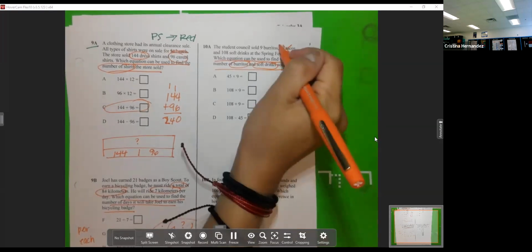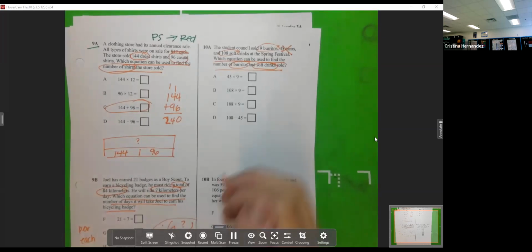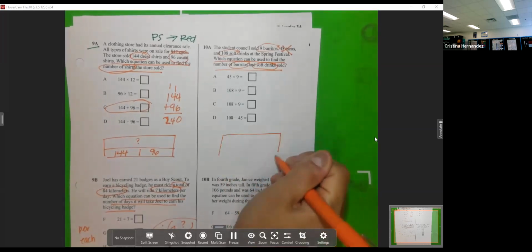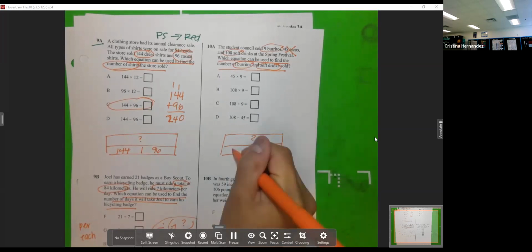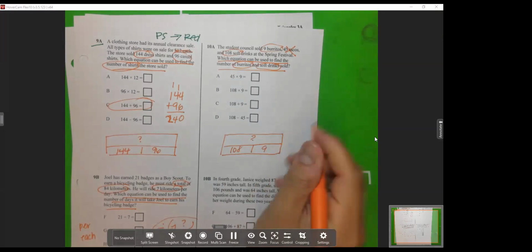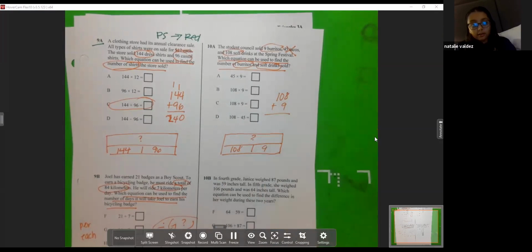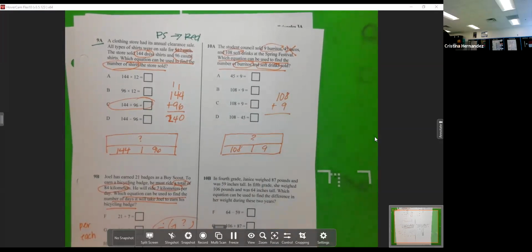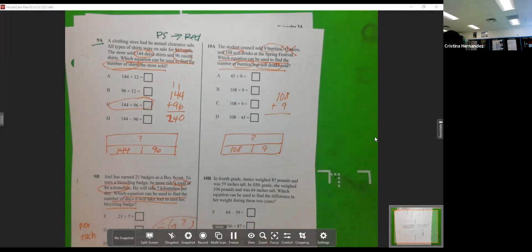Okay, so we need 9 burritos and we need 108 soft drinks. Do we know our total? Or is that what we're looking for? That's what we're looking for. So what are we going to do with those two numbers we have? We add them. Yeah, nice. And then the number that we get, we're gonna multiply it? We're just looking for our total. We're not going to multiply by anything.